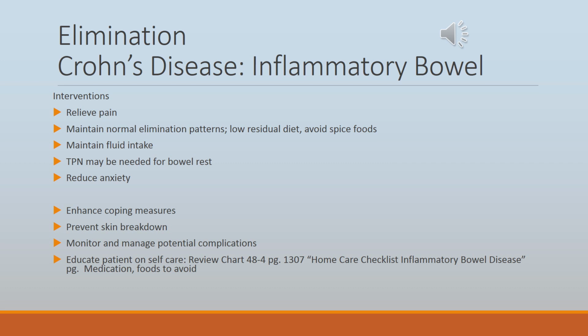Preventing skin breakdown: the nurse examines the patient's skin frequently, especially the perianal skin. Perianal care, including the use of a skin barrier, is important after each bowel movement. Monitoring and managing potential complications: serum electrolyte levels are monitored daily, and electrolyte replacements are administered as prescribed. Evidence of dysrhythmias or changes in level of consciousness must be reported immediately.